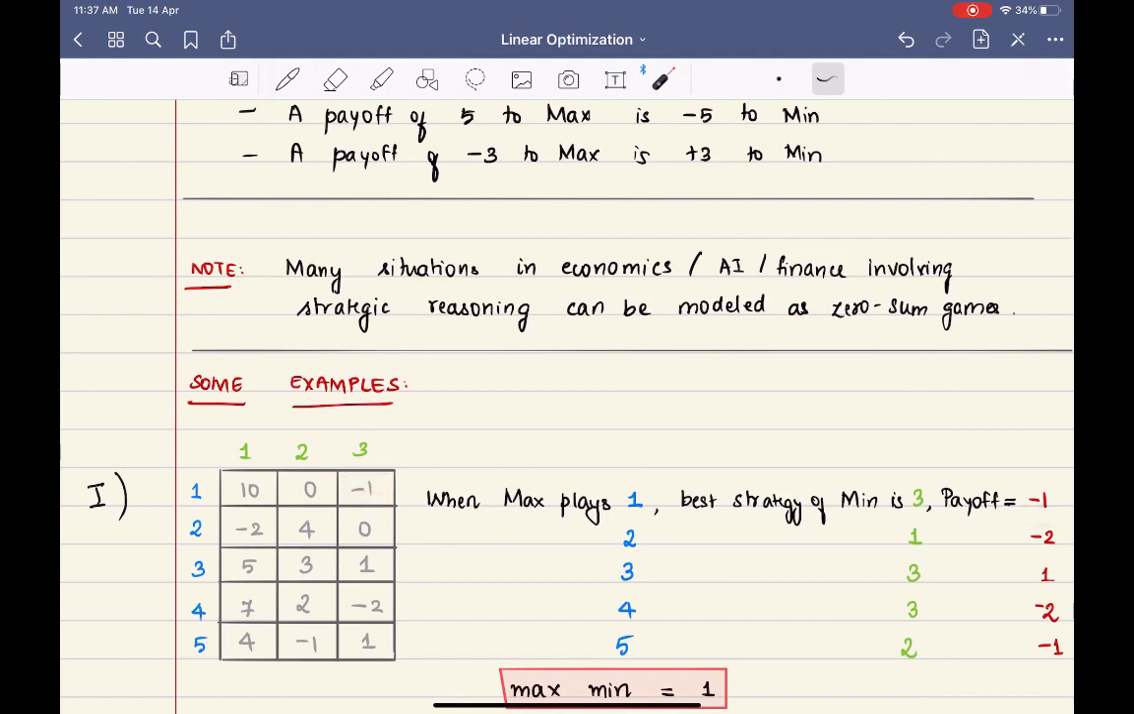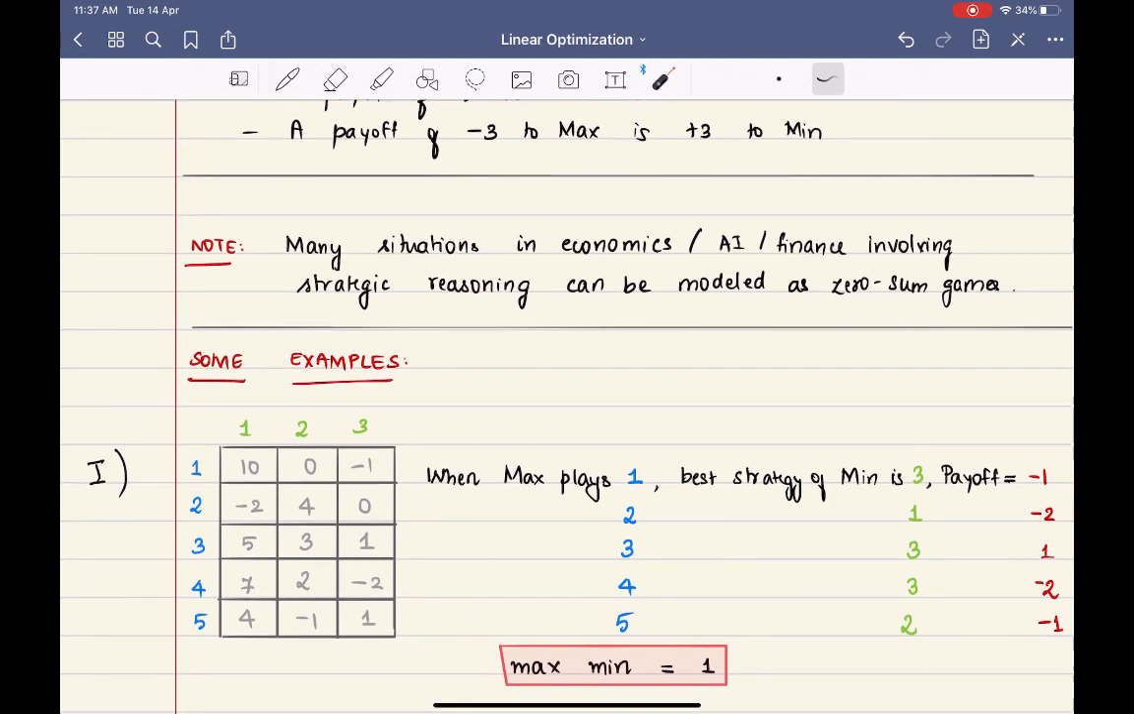Now when max plays 2, min has to play the strategy 1 and the payoff will be minus 2. So similarly, I have tabulated for 3, 4 and 5. Max plays 3, min plays 3 and the payoff will be 1. When max plays 4, min should play 3 again and the payoff will be minus 2. And when max plays 5, min has to play 2 and the payoff will be minus 1.